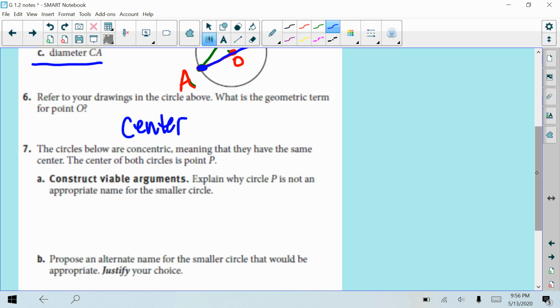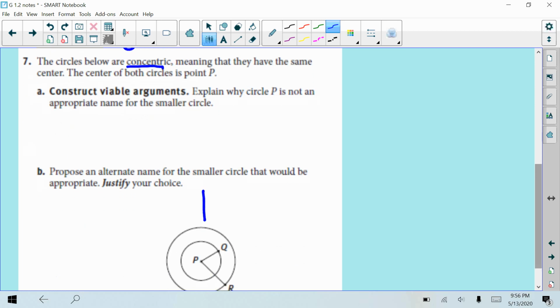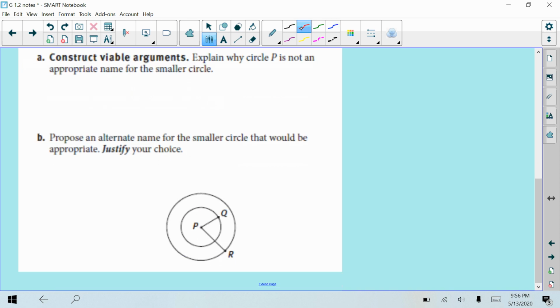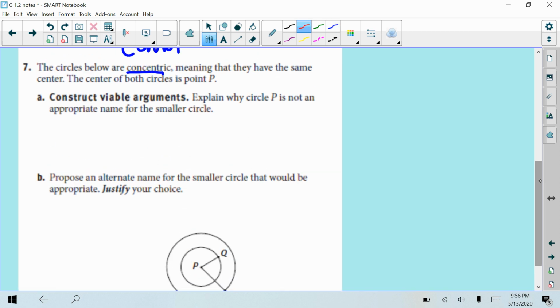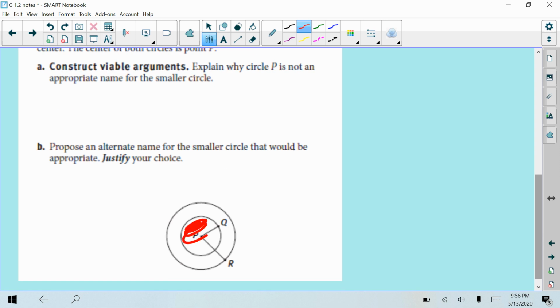The circles below are concentric circles. These are concentric circles, meaning they have the same center. They both have center P. Explain why circle P is not an appropriate name for the smaller one. Well, if I told somebody to go to the board and color in circle P, somebody may color in this, and somebody may color in this. So circle P is not the best way to describe it.